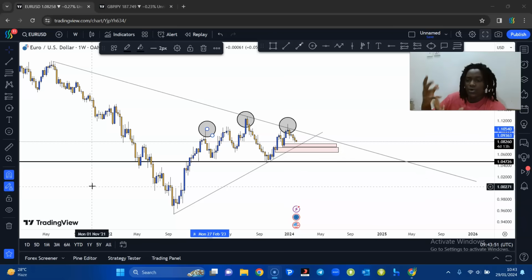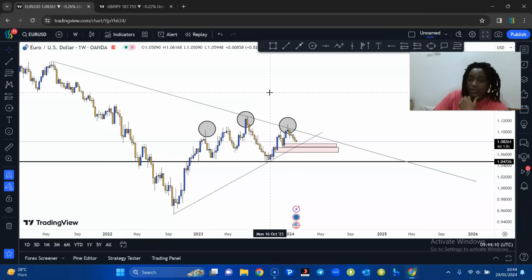So when there is all that noise on the smaller time frames like the H1, M30, M15, M5, you're not bothered, because you are working based on the higher time frame that gives you more data, more information, right? Which is more legit. So this is what I think about the Euro USD.